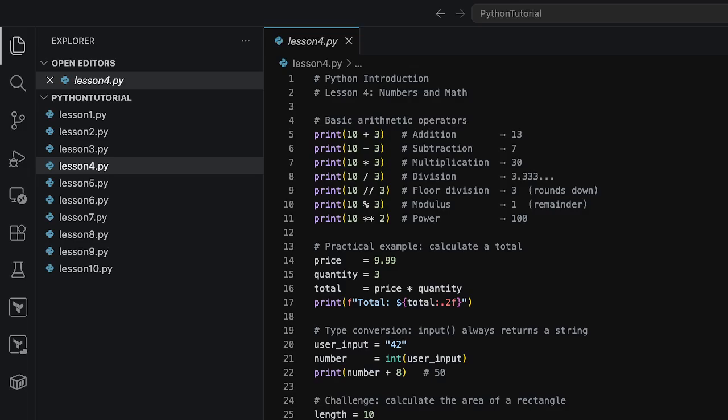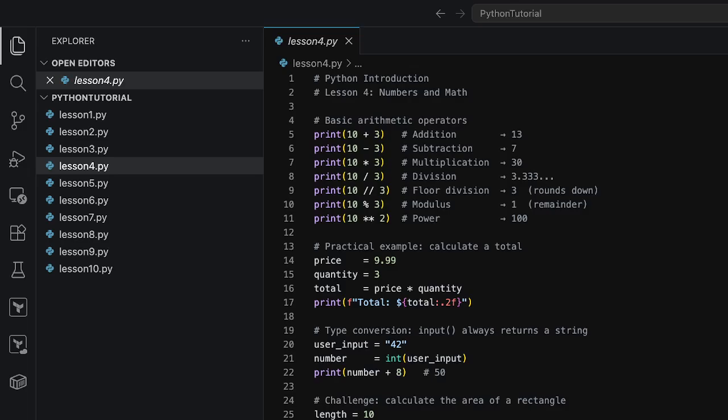Now look at the practical example. We have a price and a quantity. We multiply them to get a total. Notice the :.2f inside the f-string. That tells Python to show exactly 2 decimal places, perfect for money.